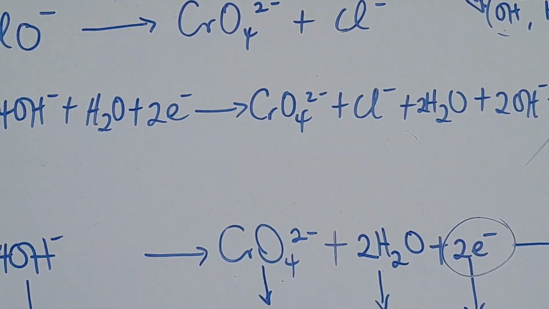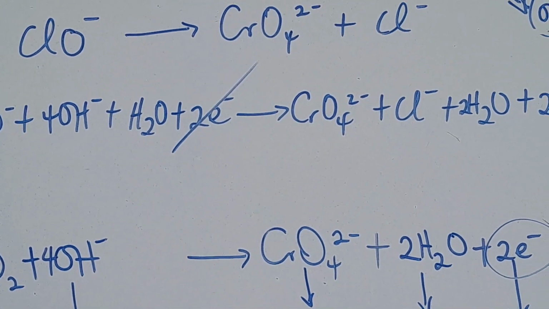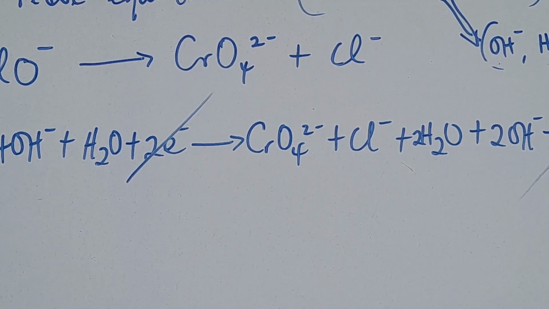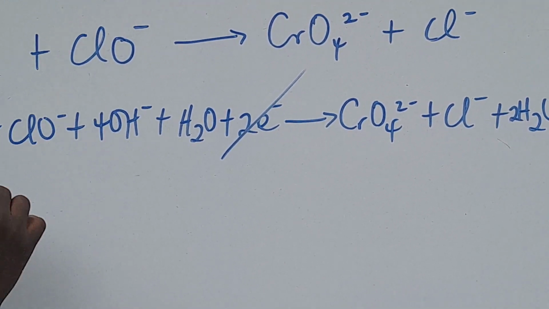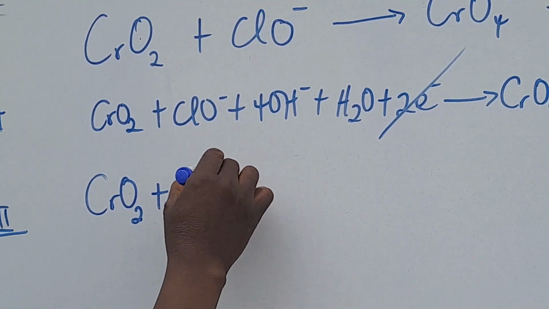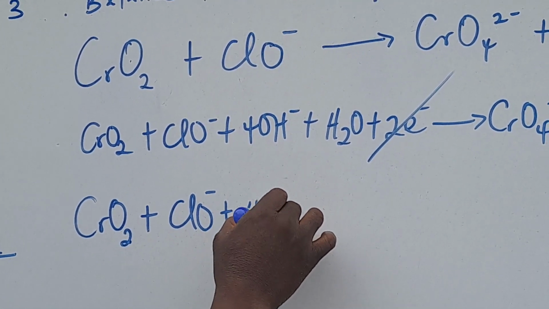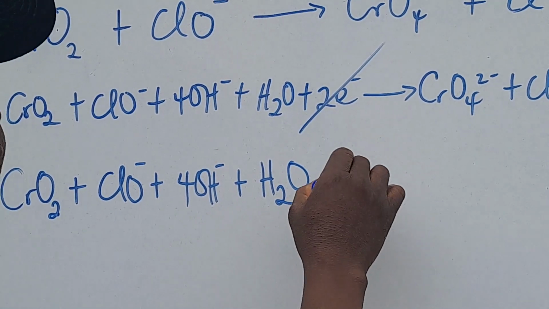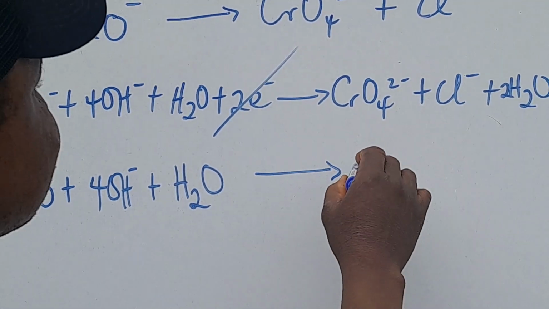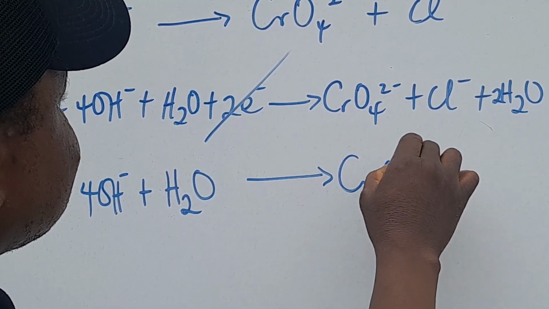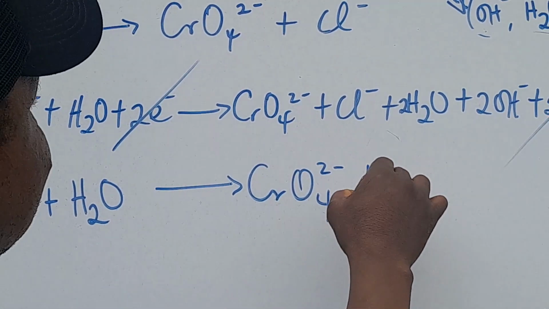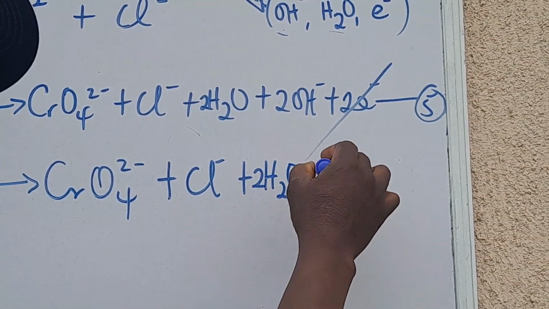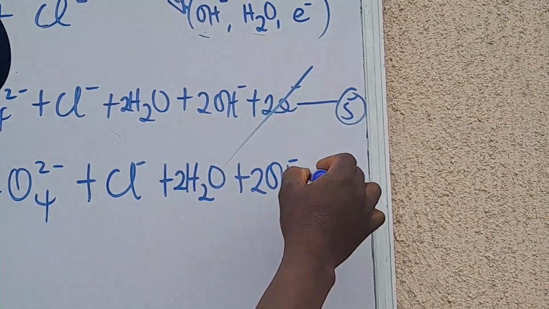So we can cancel out the 2 electrons. These 2 electrons are also on the other side. So what do we have? So let's check what we have now. We have CrO2 minus plus ClO minus plus 4OH minus plus H2O, giving us CrO4 2 minus plus Cl minus plus 2H2O plus 2OH minus, equation 6.